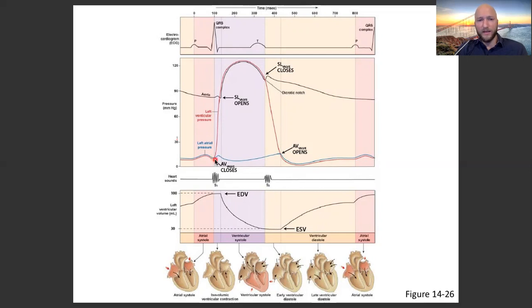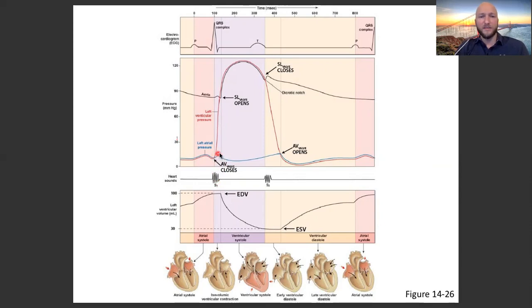Right when the left ventricle begins to contract, the pressure in the ventricle is going to become higher than the pressure in the atria. And at that moment, where this red line crosses the blue line, the AV valve closes to prevent backflow of blood. AV valve closes right when that red line crosses the blue line. AV valve closes, we get our first heart sound.